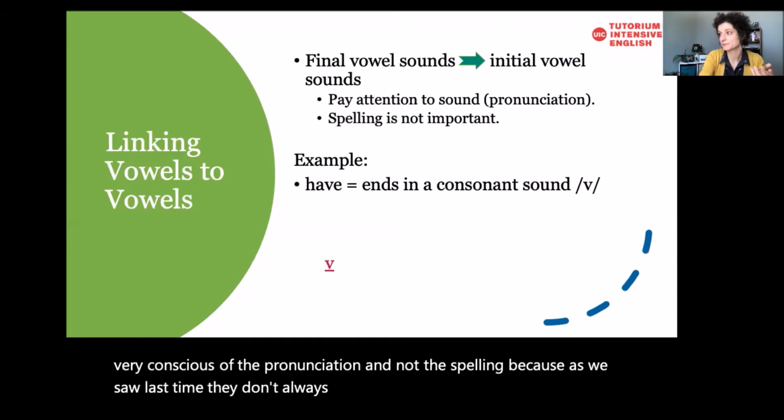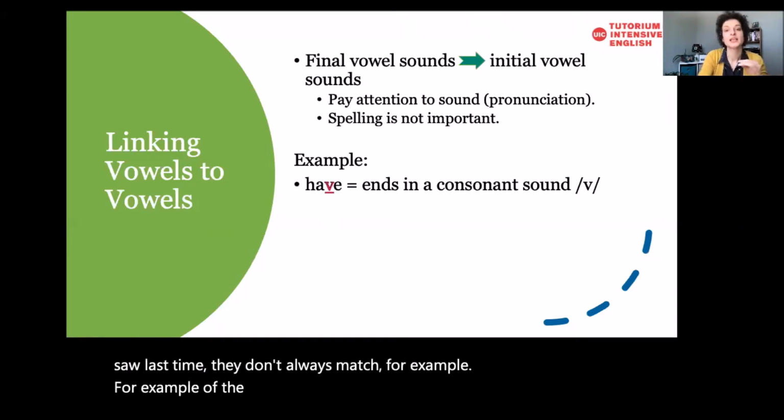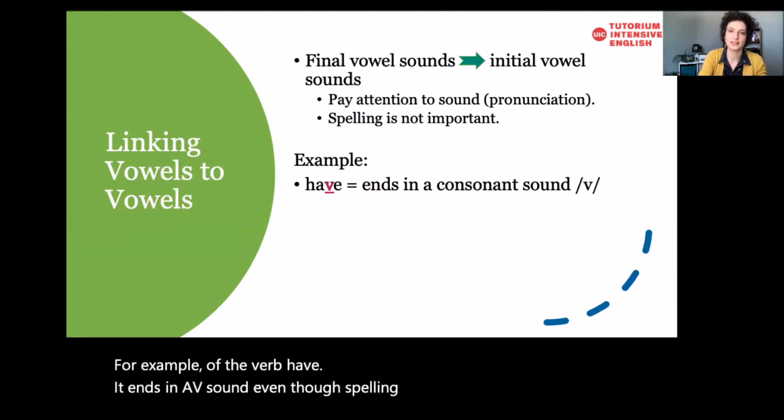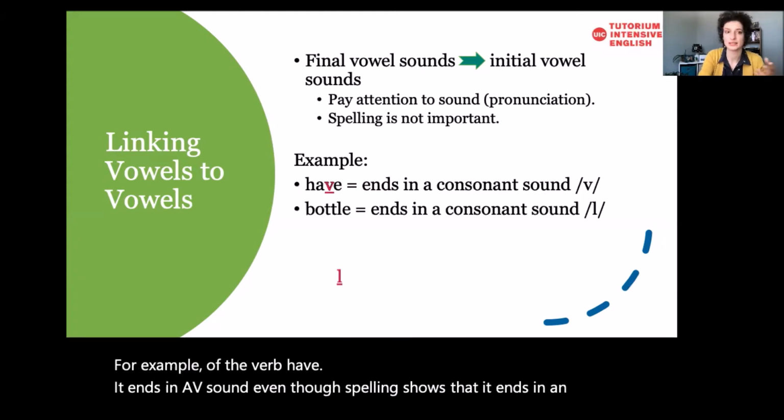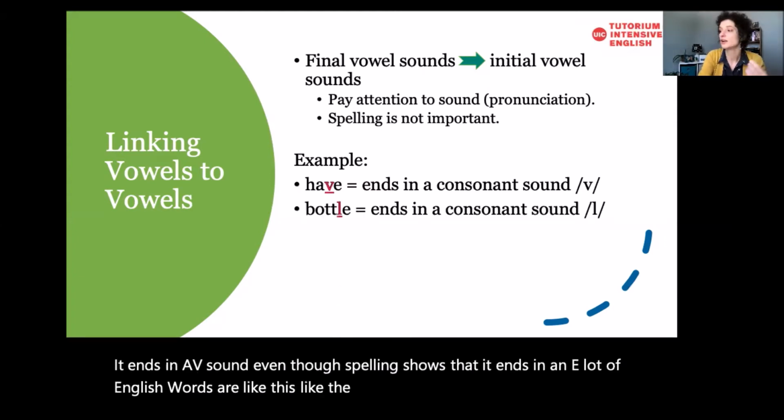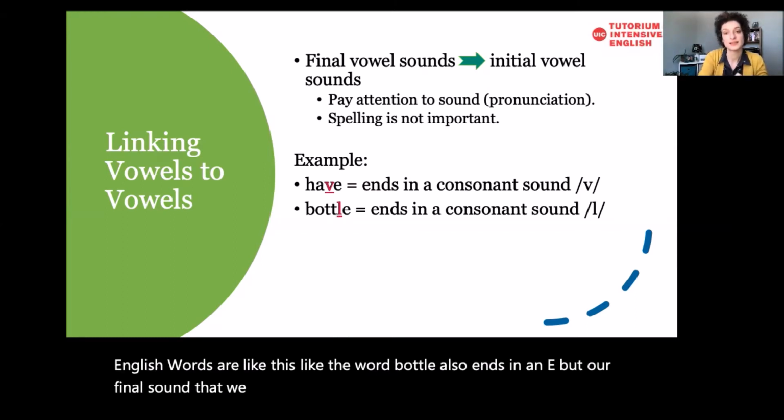For example, our example of the verb have. It ends in a V sound, even though spelling shows that it ends in an E. A lot of English words are like this, like the word bottle also ends in an E, but our final sound that we hear is a consonant L.